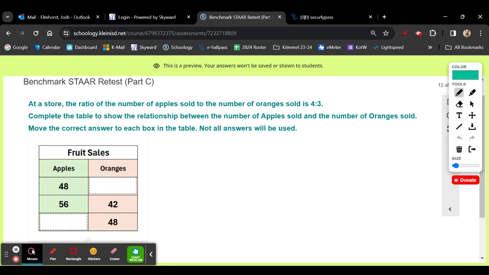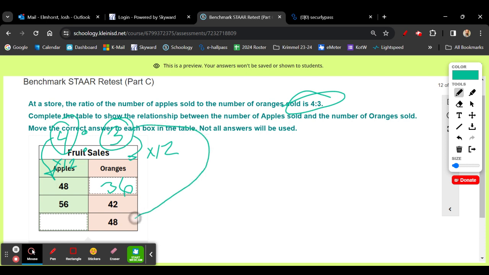So the last one here, it's ratios and proportions. So the ratio is 4 to 3, apples to oranges. So 4 to 3. We can use this comparison here. It looks like 4 times 12 is 48, and 3 times 12 is 36. And then we can look at 3 times 16 is 48. So 4 times 16 is going to be 64. So the ratio stays equivalent, 48 to 36 and 64 to 48.